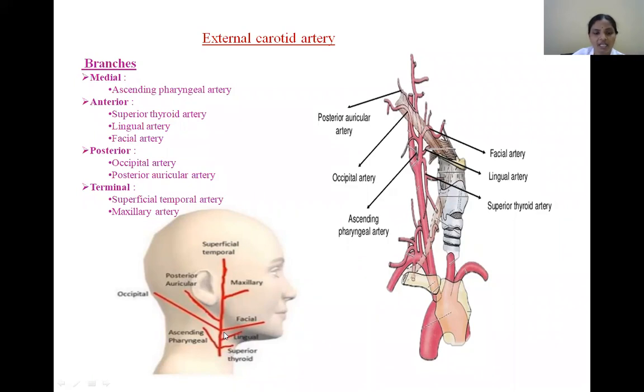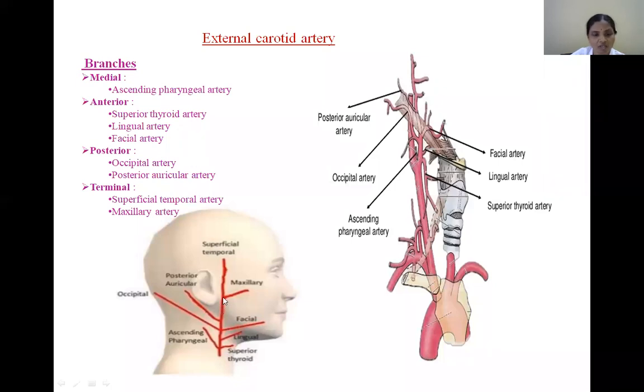And exactly at the level of the facial artery, the posterior aspect of the external carotid gives off the occipital artery. And just above that, at the termination, it is passing through the substance of the gland. So what is this gland present just in front and below the ear? Parotid gland. So we can see the termination of the external carotid artery within the substance of the parotid.